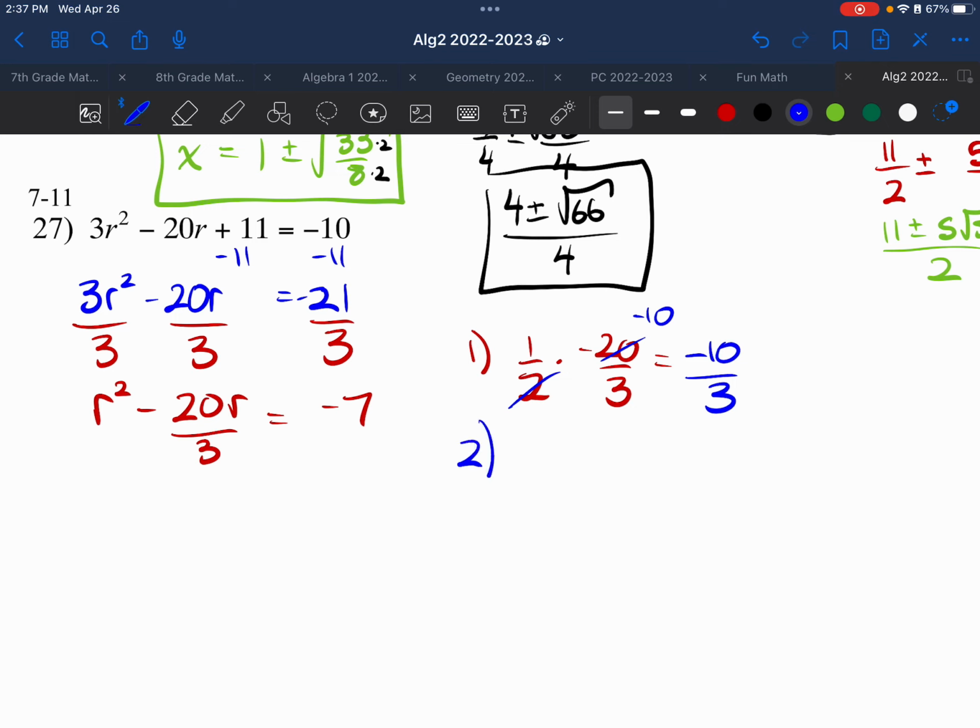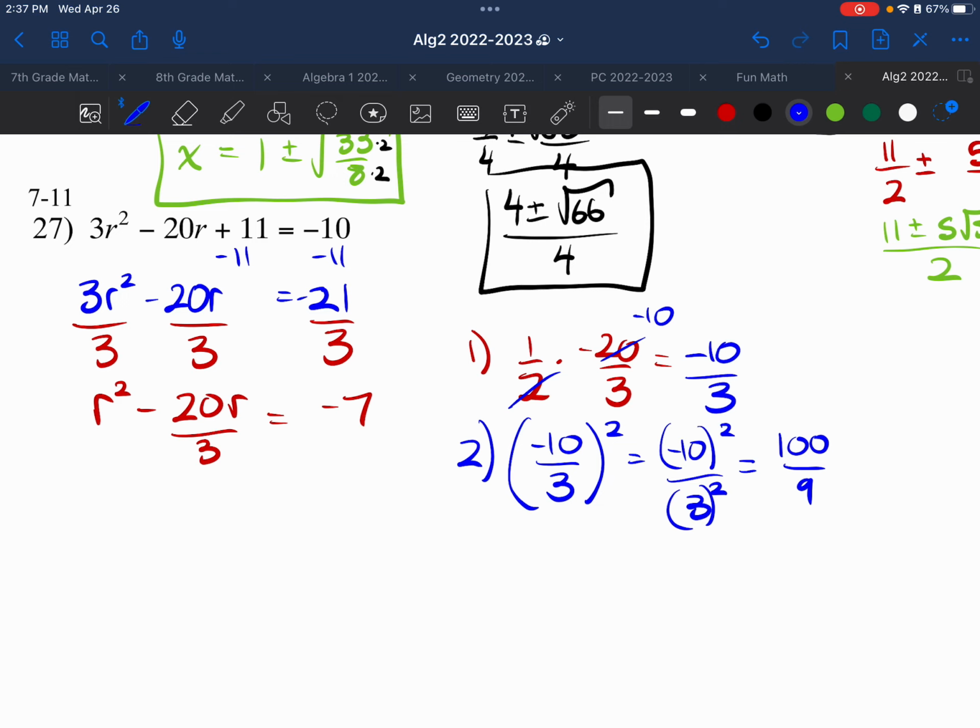And then step number 2 is to square it. So I have negative 10 over 3 quantity squared, which is the same thing as negative 10 squared over 3 squared, which is going to be 100 over 9. That's the number that I'm going to add to both sides. So when I do that, I have plus 100 over 9 right here and plus 100 over 9 over here.